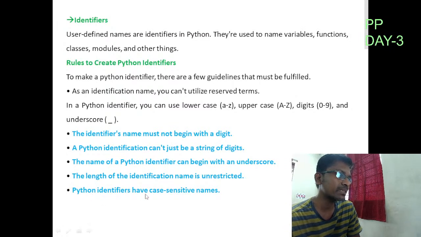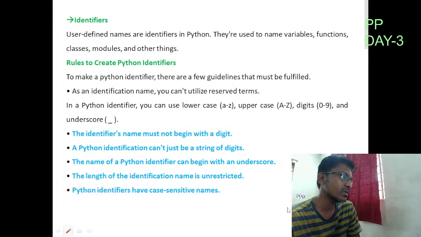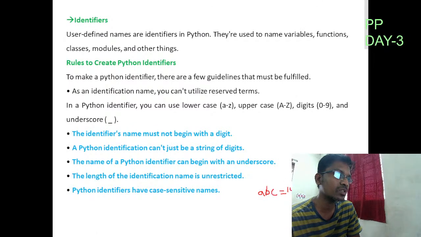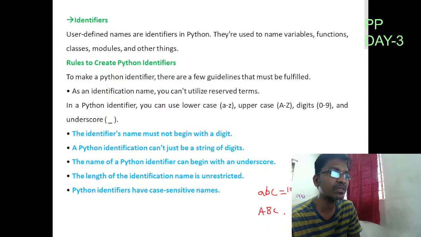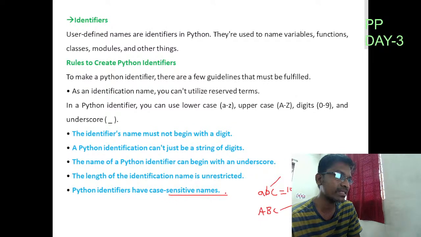Next one, Python identifiers have case sensitive names. For example, what is case sensitive? If I write an identifier small abc is equal to 10, then at the time of using my identifier or variable, you don't use capital letters in the program. Why? Because every identifier is case sensitive. That means small abc and capital ABC are different, because Python identifiers have case sensitive names.